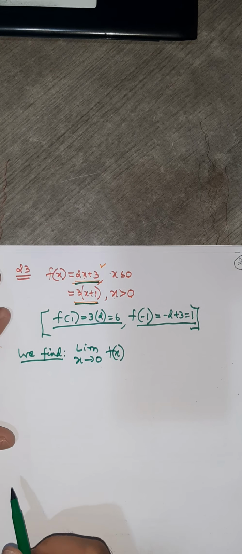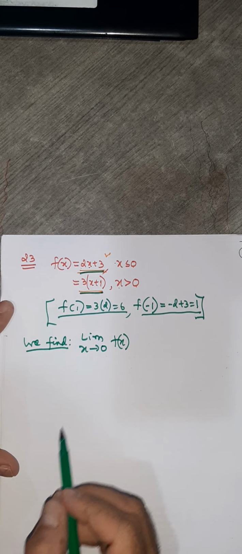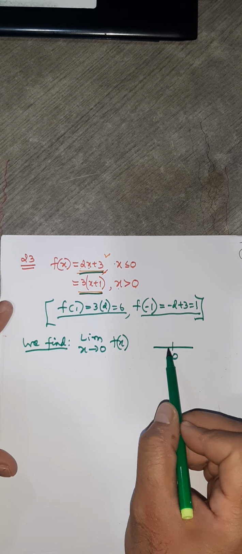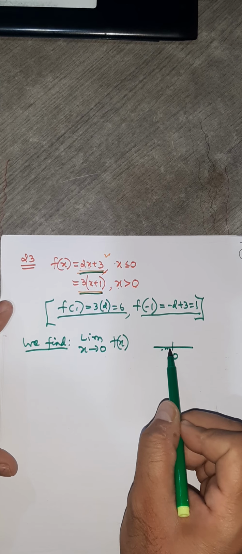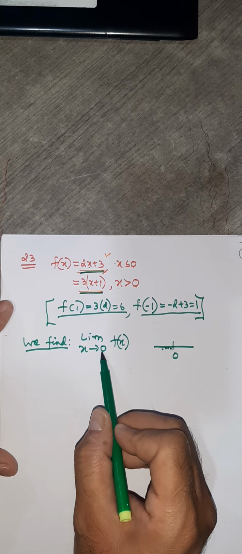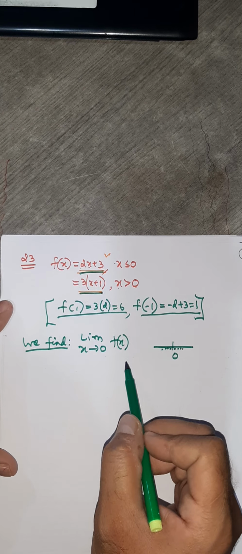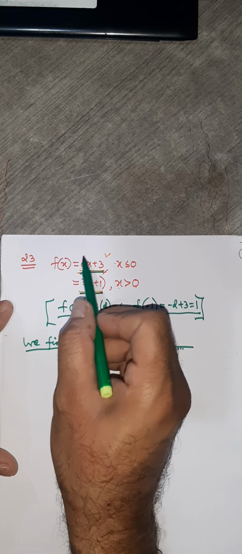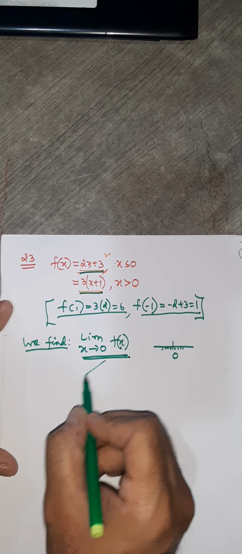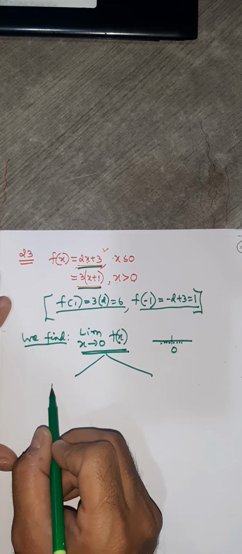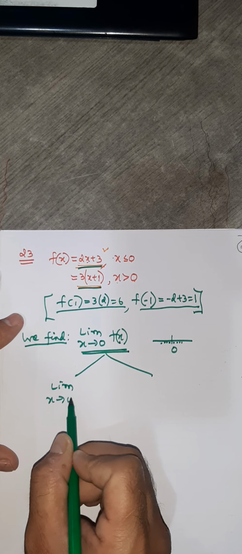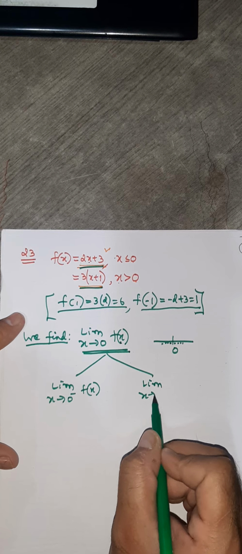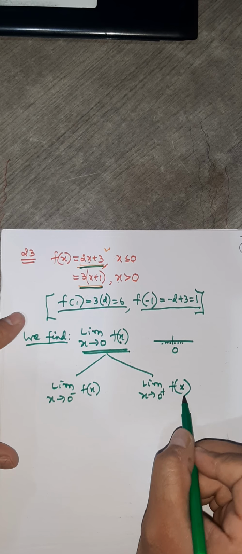Now you see, such things we were not having in earlier questions, but here x is 0. Where x is less than 0, that is this side, there is one formula. Where x is more than 0, this side, there is another formula. That means you cannot directly evaluate this. Which one will you put in place of f of x, this one or this one? That question arises. It means here you need to find these two limits: limit x tends to 0 from the left of the function and limit x tends to 0 from the right of the function.